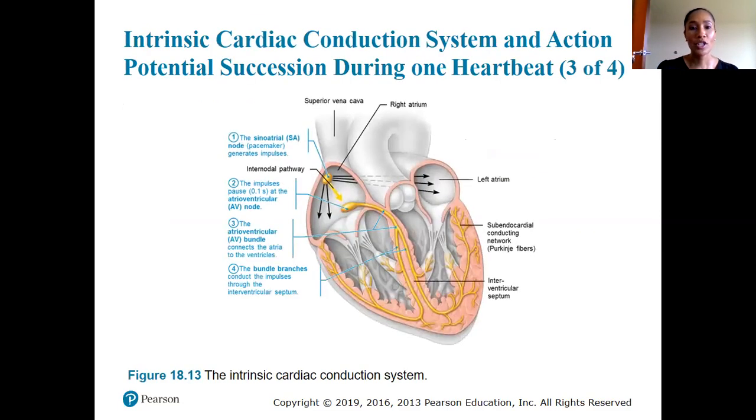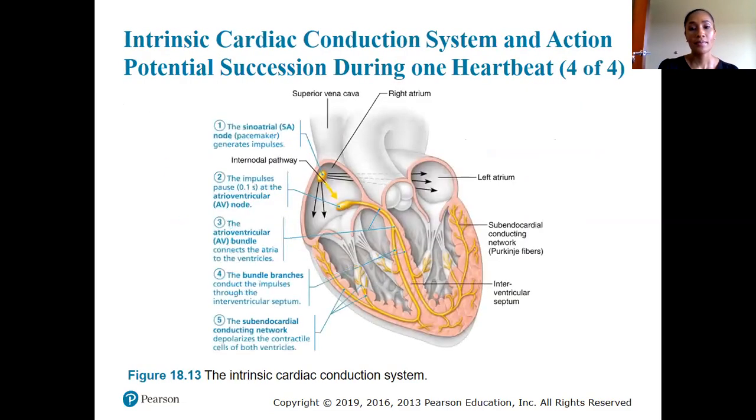So here we have a diagram showing us the intrinsic cardiac conduction system and how all of this is processed. So we're going to start at the pacemaker of the heart, which is the SA node. It will generate its action potential. It will travel through both atria and then get to the AV node. And so the SA node will generate its impulse faster than the AV node. So by the time the impulse gets to the AV node, it will inhibit it from generating its own impulse, but there won't be a need for it.